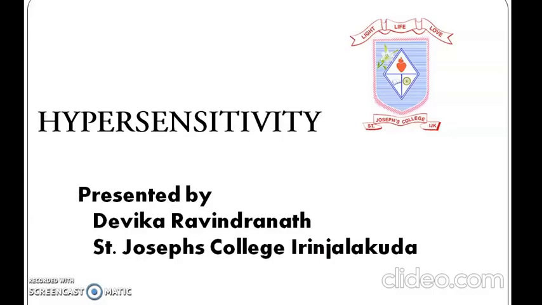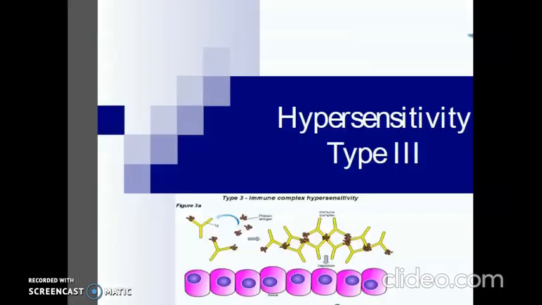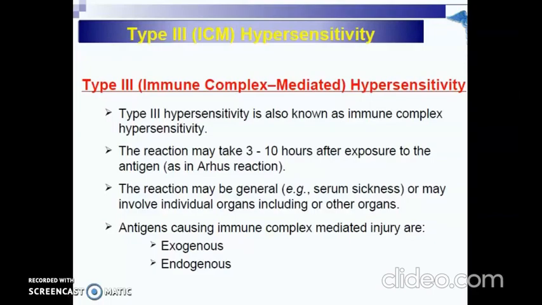Hi dear students. In the previous session we had a detailed discussion on hypersensitivity type 1 and type 2. Today we are going to look into hypersensitivity type 3. Type 3 hypersensitivity is also known as immune complex hypersensitivity. The reaction may take 3 to 10 hours after exposure to the antigen.